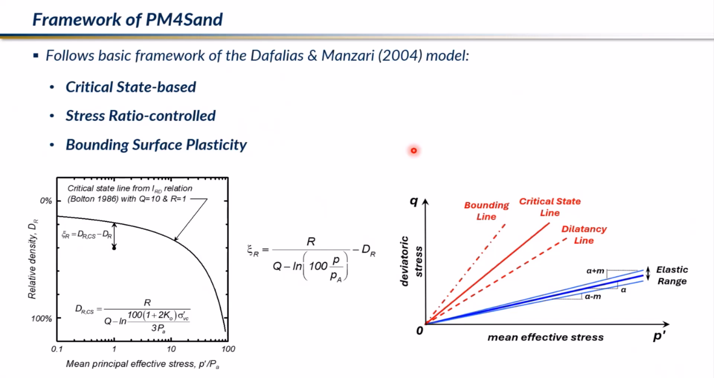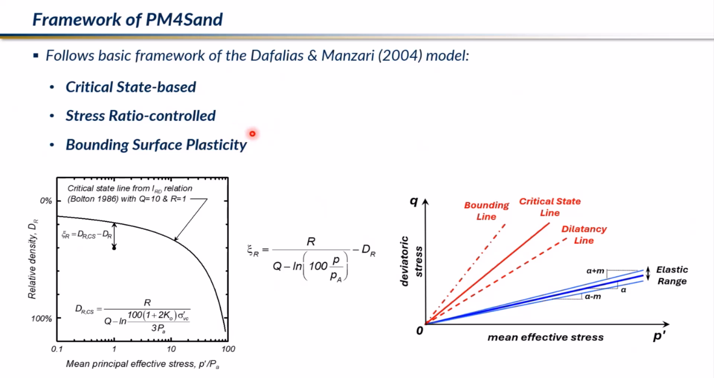Now, in terms of the framework, we followed the framework of the Dafalias-Manzari model, and this comes with very particular importance because it's a great framework, and it comes with 3 principles. It's critical state based, meaning that whether in the SAN or the SILT framework, we follow the critical state line and the critical state framework, basically very eloquently combining the effects of confinement and packing and their effects on the behavior of the model.